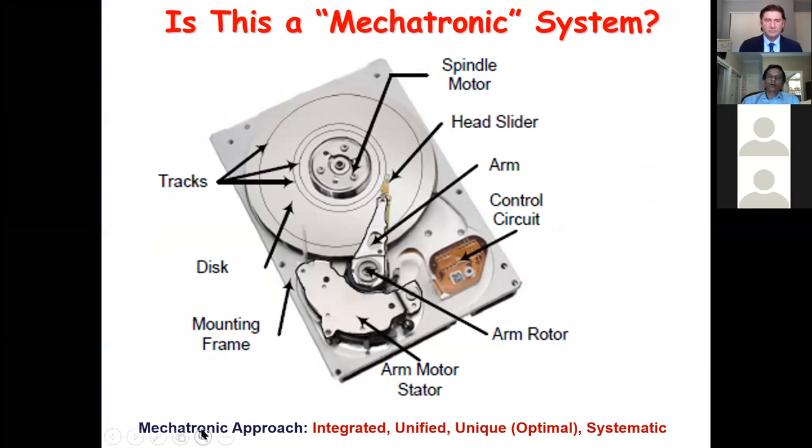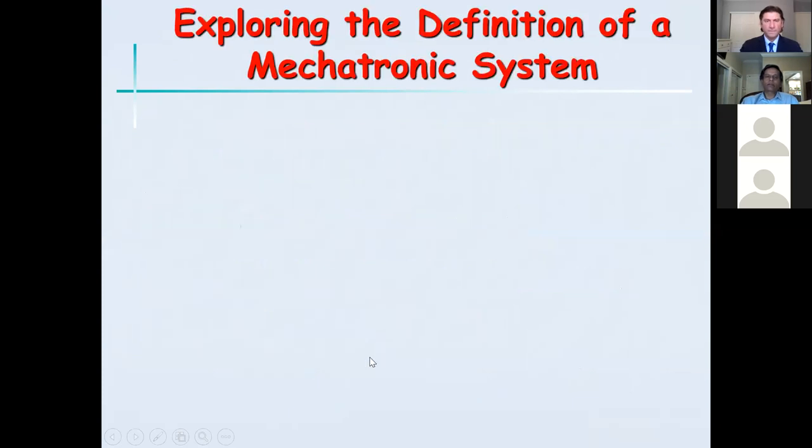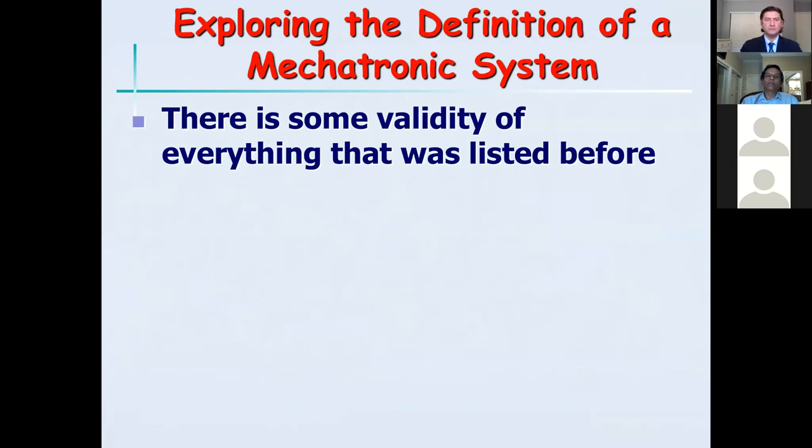So I am saying that the mechatronic approach should include these four attributes: integrated, unified, unique or optimal, and systematic. What do they mean? So then we come to this issue. Whatever we said before, it's an electromechanical system, a mechatronic system with sensors, actuators, and controls, and so on. You can ask many questions like this. In the interest of time, I'm not going to go into every question here. Let's get to the actual definition.